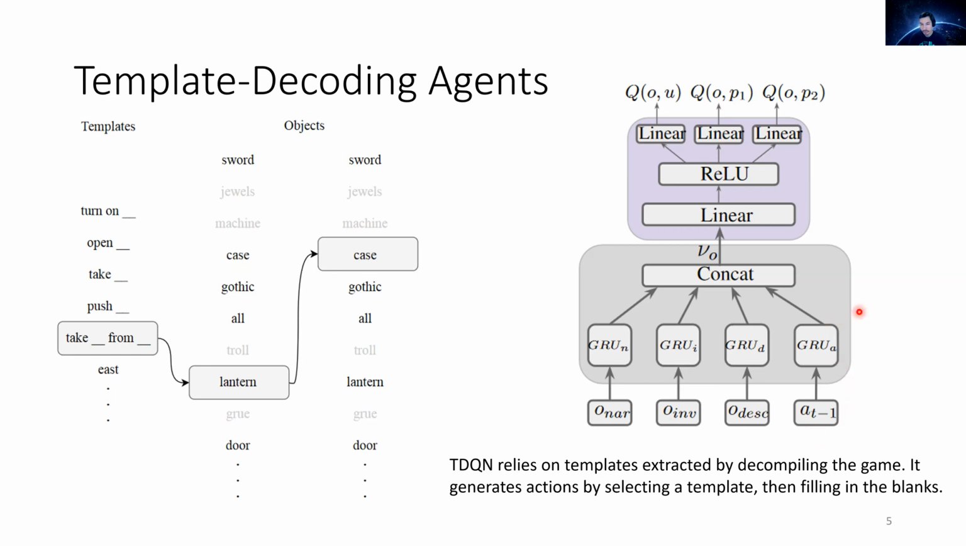All of those representations are concatenated into a vector representation of the agent's current state and passed through some nonlinearities in order to estimate the Q values of what action should be taken in the current state. TDQN is trained using the standard DQN style training with a temporal difference loss and a replay buffer over past experiences.